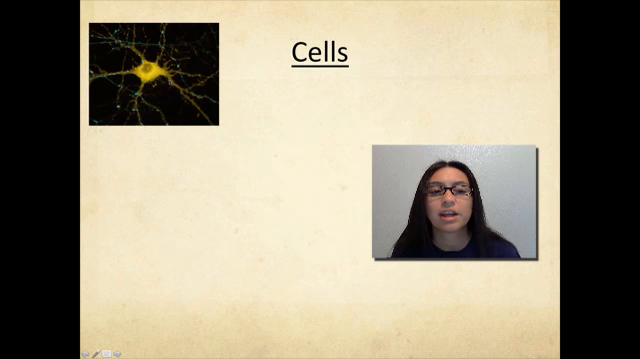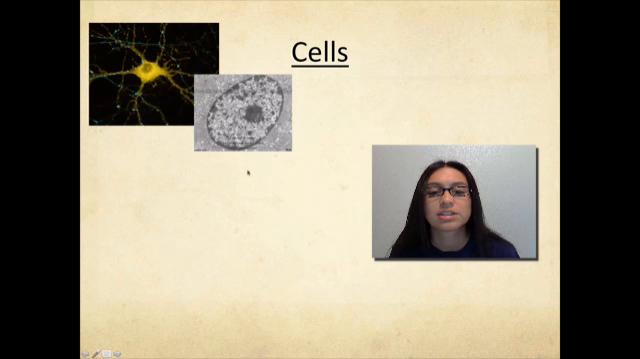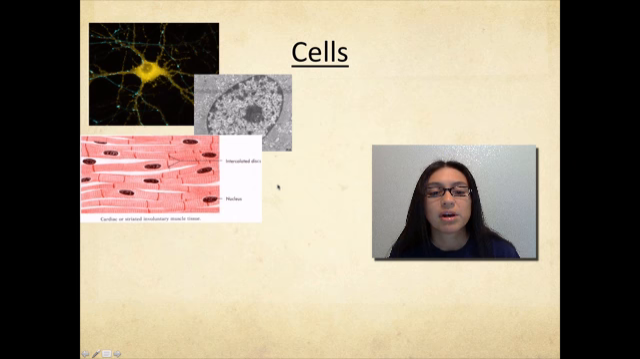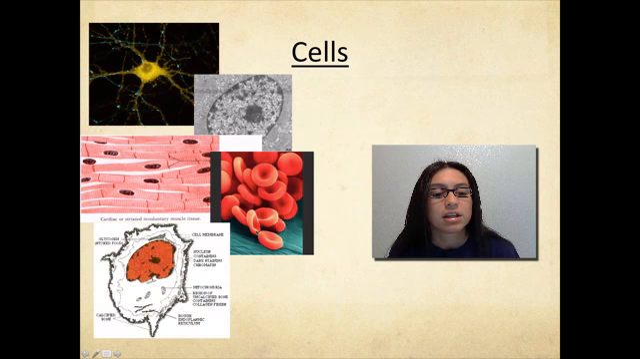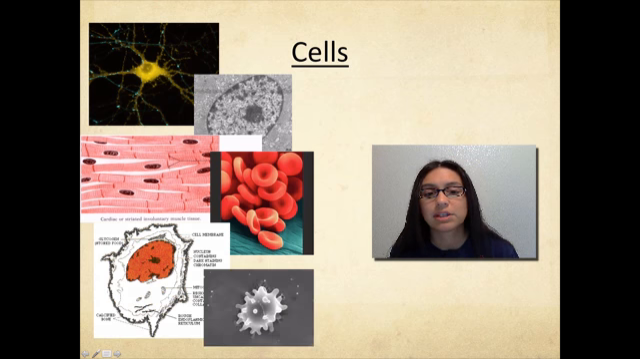So this is actually a brain cell. Here's a stomach cell, muscle cells, red blood cells, a bone cell, and a white blood cell. So cells are all made by bringing organelles together from the previous level.